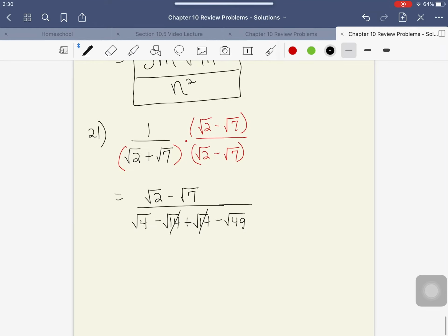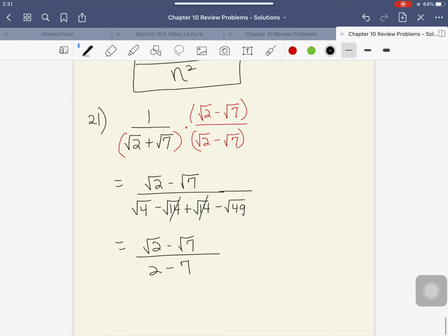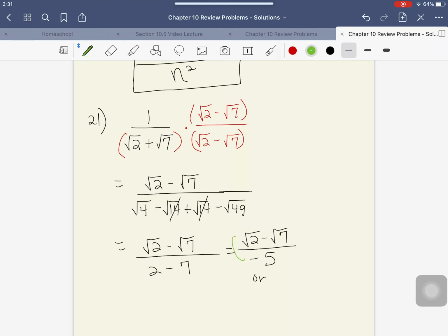The square root of 4 is 2, so now I have the square root of 2 minus the square root of 7 over 2 minus the square root of 49, which is 7. And then combine like terms, so that'll be the square root of 2 minus the square root of 7 over negative 5. And you can leave it that way, or you can distribute this negative up through the numerator and make this negative square root of 2 plus the square root of 7 over a positive 5. And I'll accept either answer.